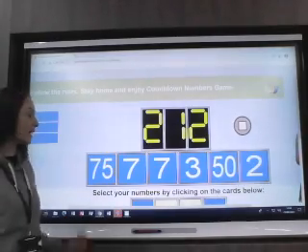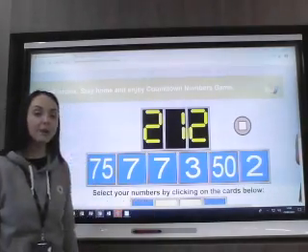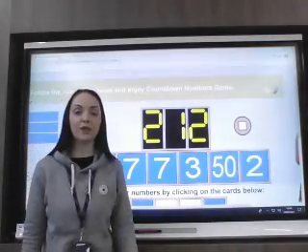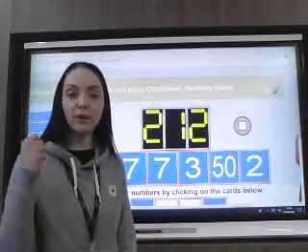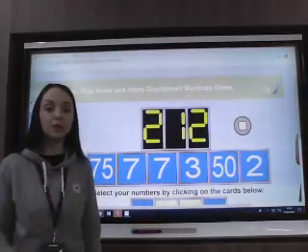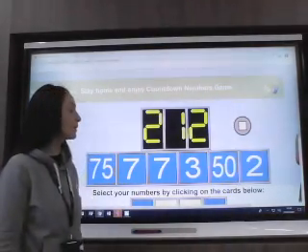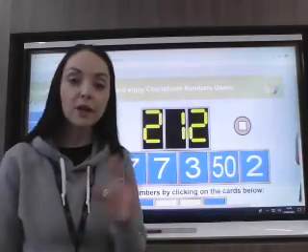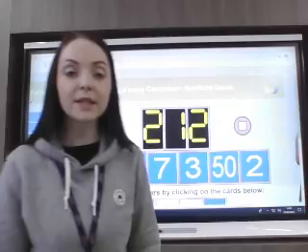So pause the video now, jot your numbers down, see if you can make 212 using those numbers. Remember you can add, subtract, multiply or divide and only use the numbers once. Do this one and then you can always click on the link and do another one if you fancy the challenge.